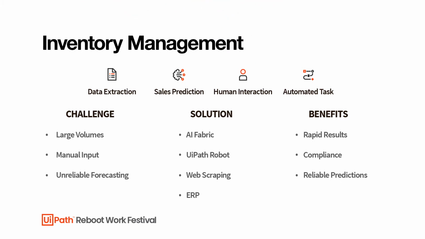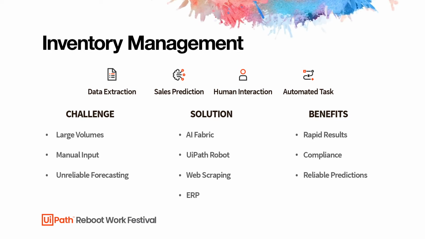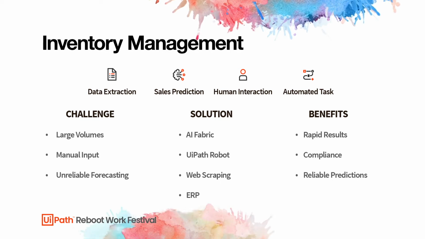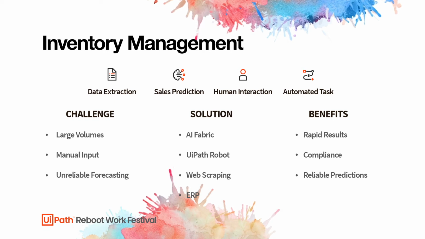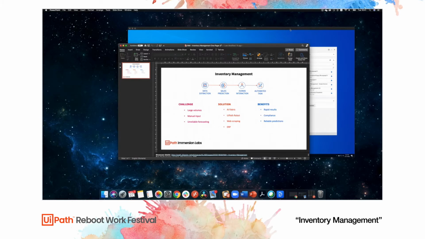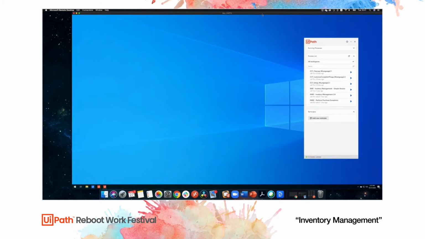Because the robot can do the actions automatically, you get very rapid results. And because robots always follow the steps that are laid out to them in the workflow, you get a very compliant process and also very reliable predictions. Let's end the PowerPoint slide here and take a look at the actual robot.